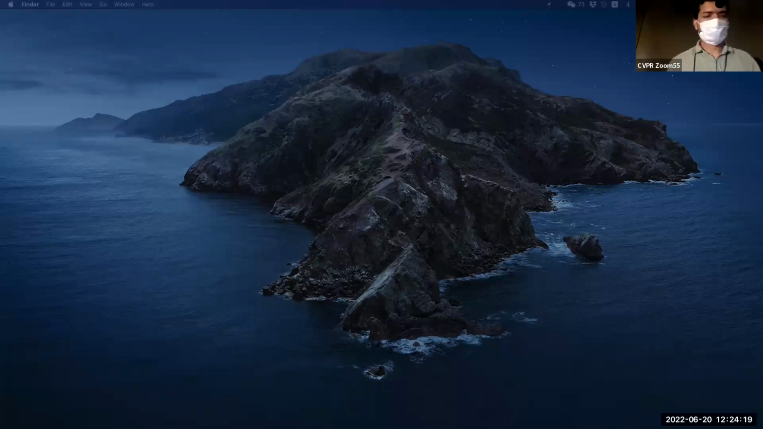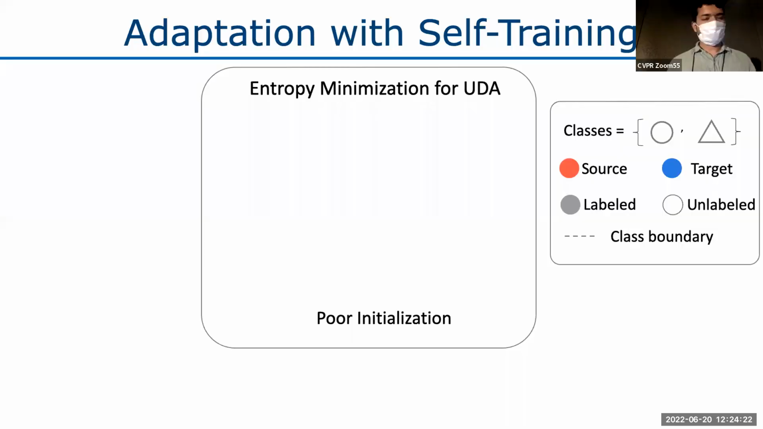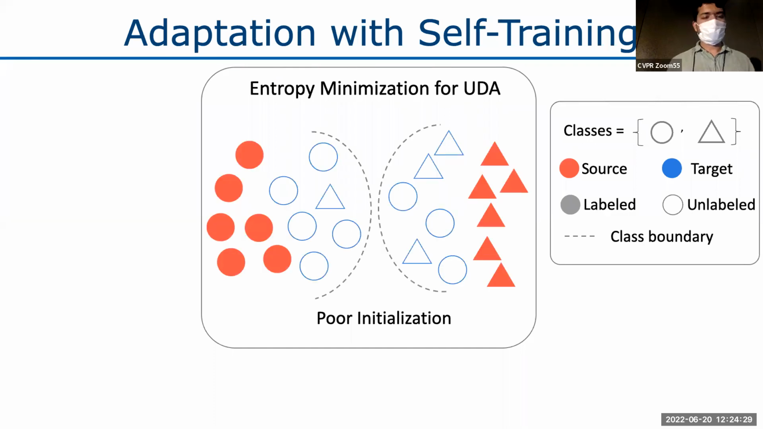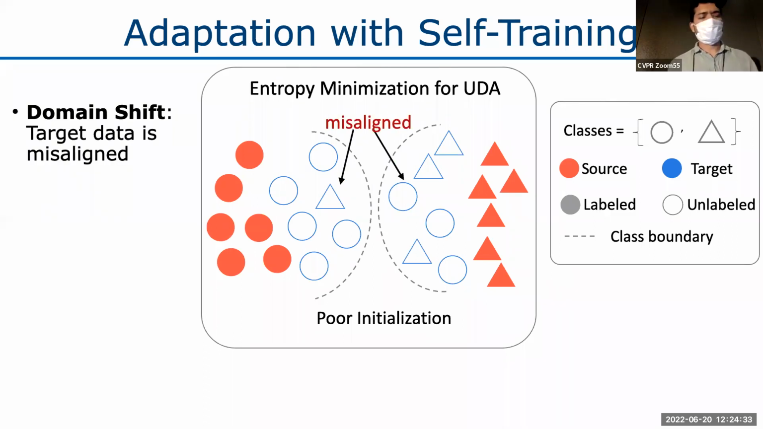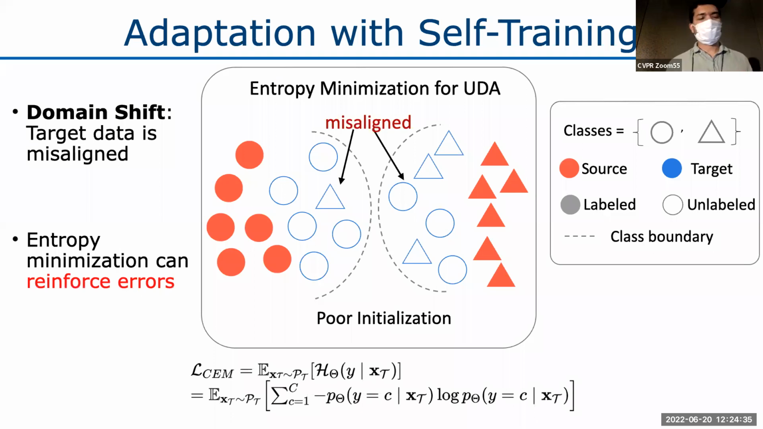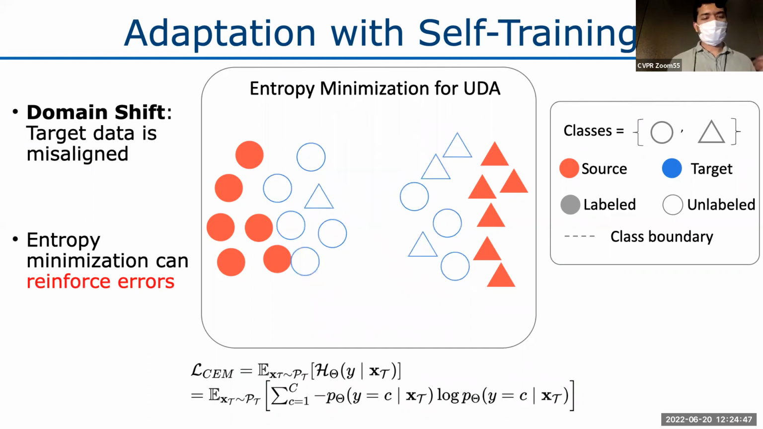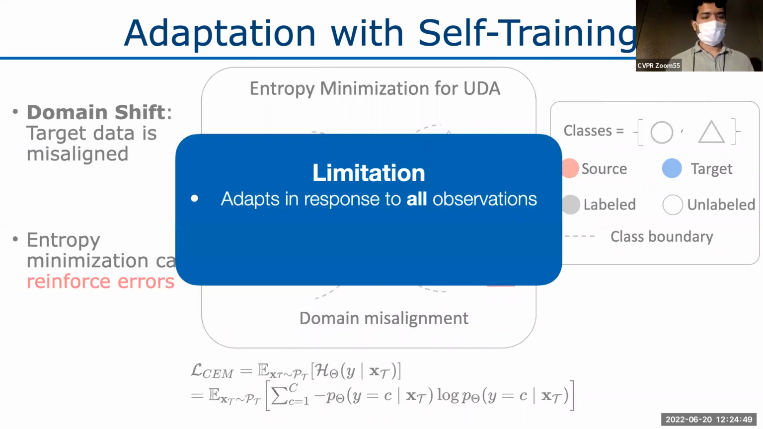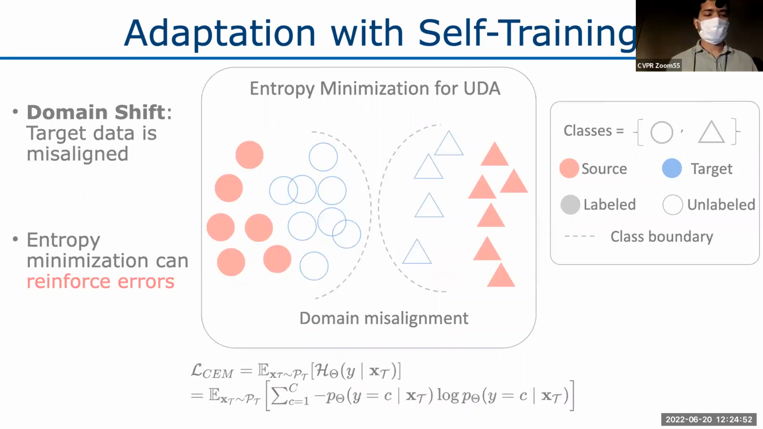So as I was saying, the boundaries are shown in gray, and some instances like this triangle that you see on the left and the circle on the right are actually misaligned, right? And if you try and do self-training here and say perform entropy minimization, you're going to actually increase the model's confidence in its own predictions, even if they are incorrect, and push them away from the decision boundary, effectively reinforcing model errors and leading to this kind of domain misalignment.